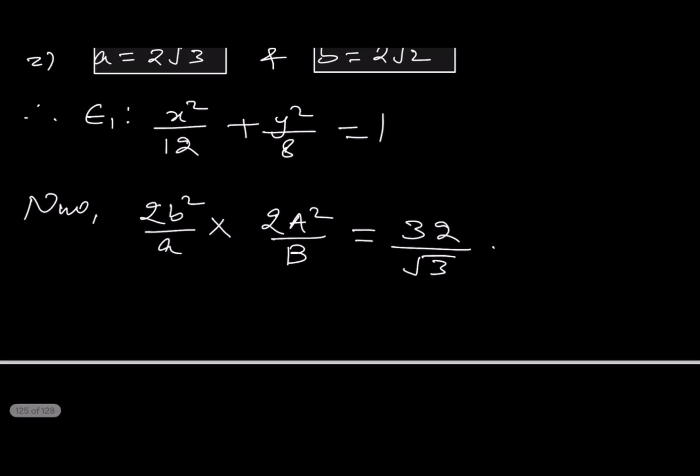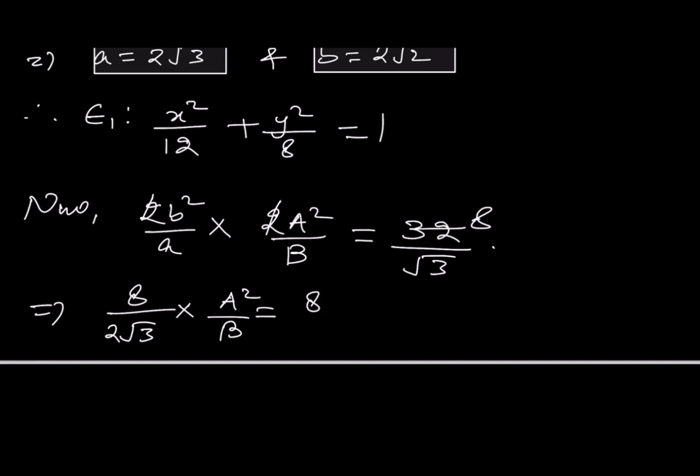Okay, so 2 2's are 4, 8's are 32, and b square is 8, so 8 by a is 2 root 3 into a square by b, which is equal to 8 by root 3. Root 3 cancels out, 8 cancels out. So a square by b becomes 2, right?